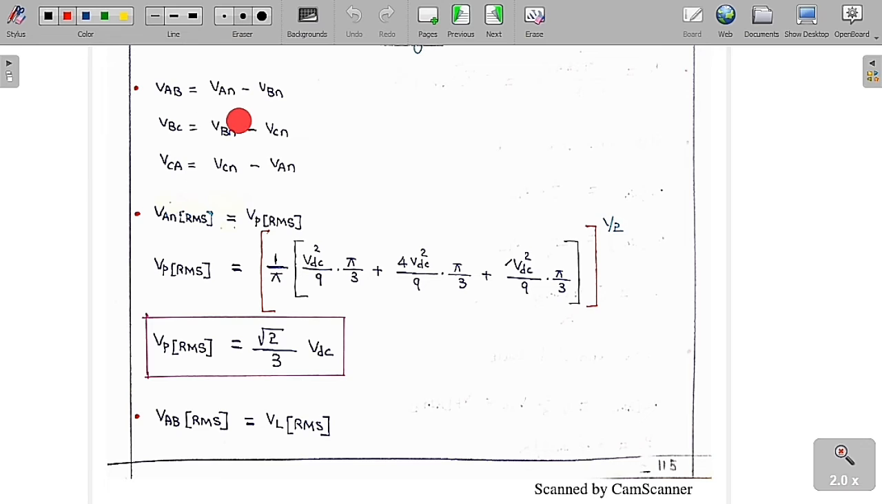So if you know the phase voltages, you can easily get the line voltages also. The line voltage VAB is equal to VAN minus VBN. VBC is equal to VBN minus VCN. VCA is equal to VCN minus VAN. So you can easily get the line voltage from the phase voltages.